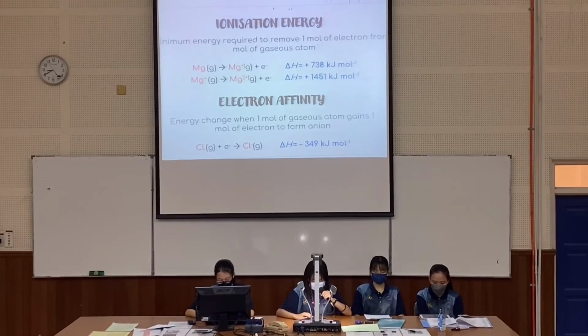Besides, we have electron affinity. Electron affinity is the energy change when 1 mole of gaseous atoms gains 1 mole of electrons to form an ion. It can be positive or negative since it is a heat change. For example, chlorine gains electrons and undergoes reduction, while ionization energy undergoes oxidation.